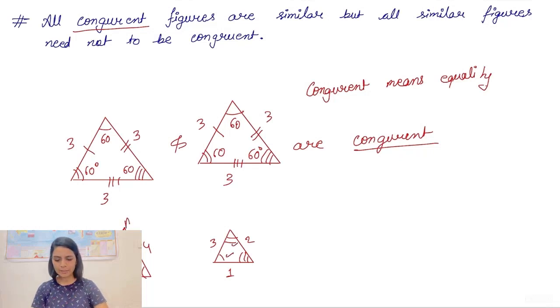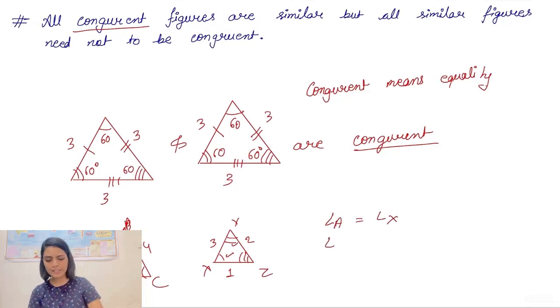Let's name them A, B, C, X, Y, Z. So angle A is equal to angle X, angle B is equal to angle Y, and the last angle, C, is equal to angle Z. Okay, angle C is equal to angle Z.